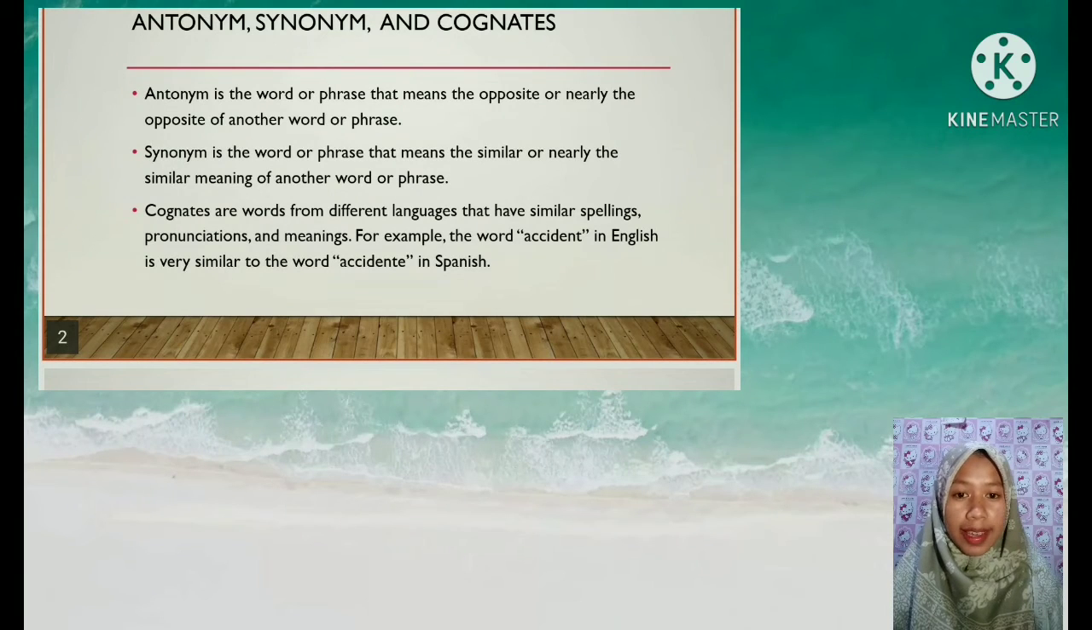Assalamualaikum warahmatullahi wabarakatuh. My name is Lia Angelina. I'm from Group B, and I will explain about antonym and synonym. An antonym is a word or phrase that means the opposite or nearly the opposite of another word or phrase. A synonym is a word or phrase that has a similar or nearly similar meaning to another word or phrase.